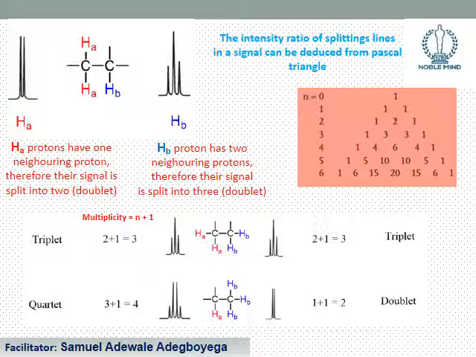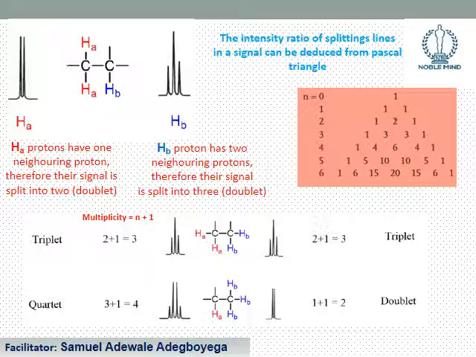Generally, to understand the nature of splitting of signals into peaks, you have to consider what we call Pascal triangle. So if you are having 2 peaks, you have a particular signal being split into 2 peaks, you will be having 1 1, and the size will be the same.